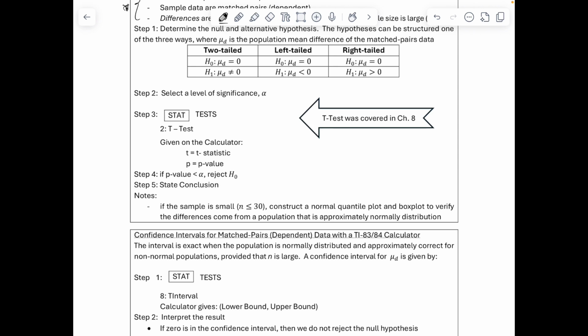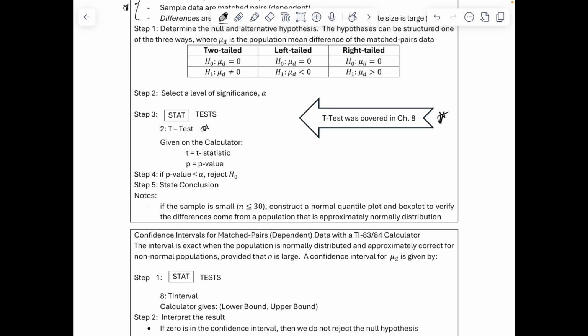Then we're going to select alpha, our level, which is usually given to us, and then we're going to go to Stat, Test, and go to T-Test. Just a note over here, we did already learn about the t-test. This was covered in our chapter 8 notes, so it's definitely something that you might want to look back at to refresh on using this.